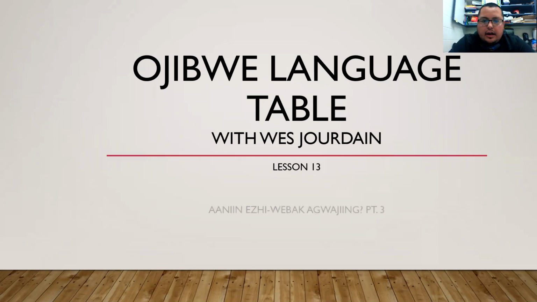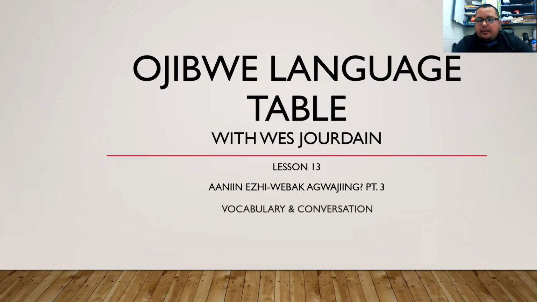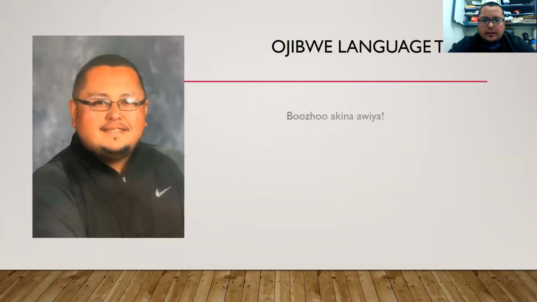This lesson we're on is lesson number 13, Anin Ejiwebuk Agwajing, part 3. When I say part 3, we're doing additional weather words added on from lesson number 11. In lesson 11 we started off with 5 weather words, and then in lesson number 12 we negated those words. Now in lesson number 13, we're adding 5 more words to our vocabulary. So we'll just get started.